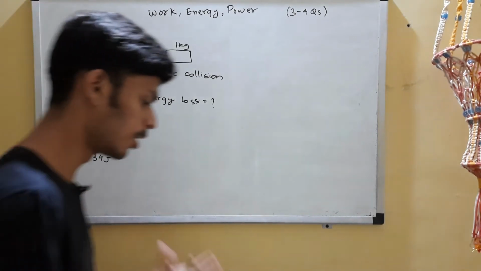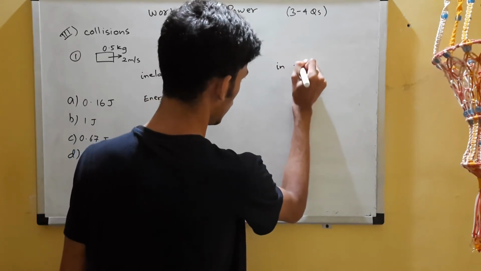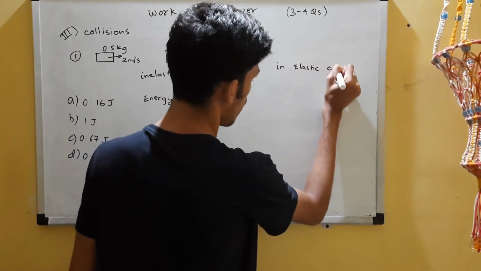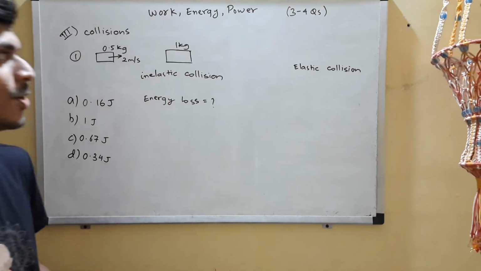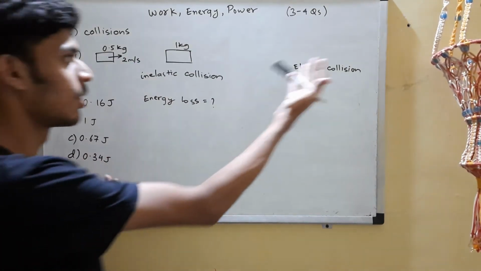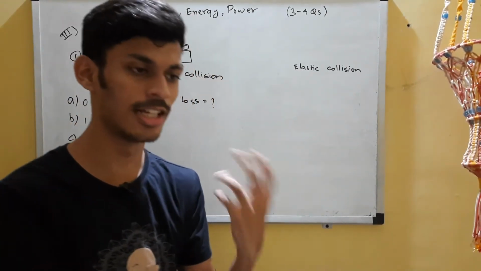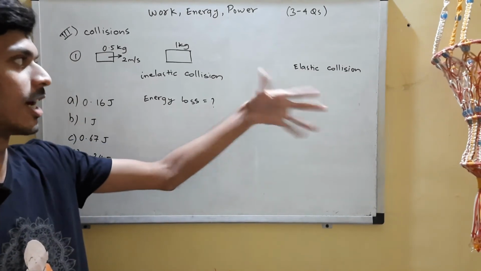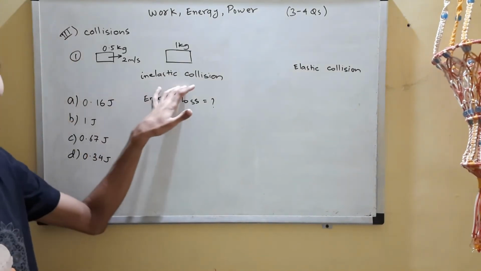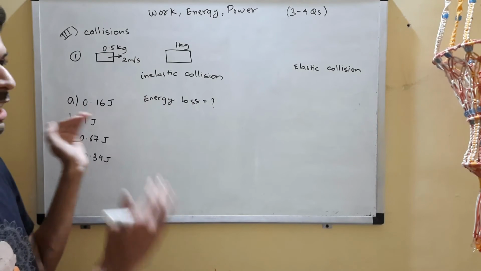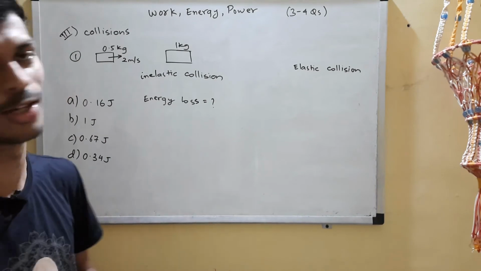In perfectly elastic collisions, the energy is conserved. So initial energy equals the final energy, right? Kinetic energy, the mechanical energy basically, is conserved in elastic collision. But in case of inelastic collision, this is a separate thing. The energy is not conserved. There is some loss of energy, and this is something that you are supposed to find.